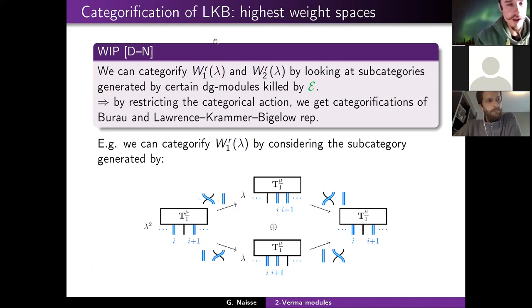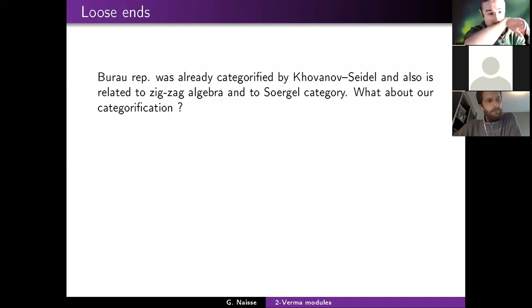And now I would like to end on some loose ends. The first one is that, of course, the Burau representation was already categorified by Khovanov-Seidel. And you can relate this to the zigzag algebra and the circle category. And for the moment, I have no idea how this is related to our categorification.